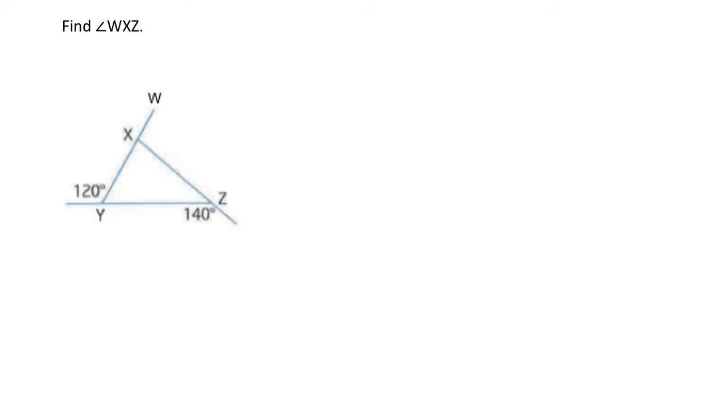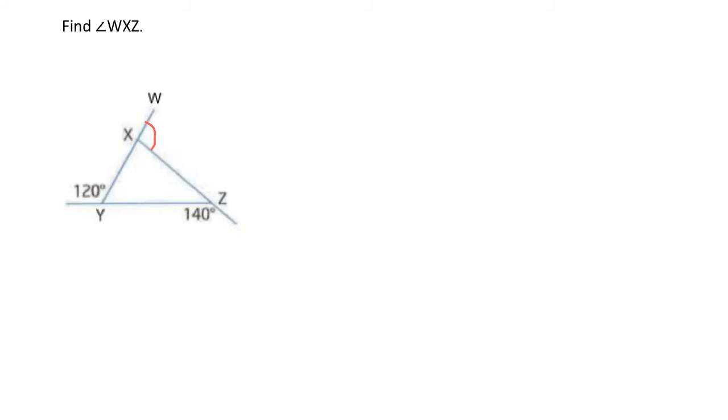In our next example, we're asked to find angle WXZ. So if I trace those 3 letters on my diagram, we have W, X, and Z. So they are actually asking us to find this exterior angle located at the top of the triangle. Now, the other angle measurements given to me are both exterior angles located here. One exterior angle is 120 degrees, the second exterior angle is 140 degrees, and we're asked to find the third exterior angle.